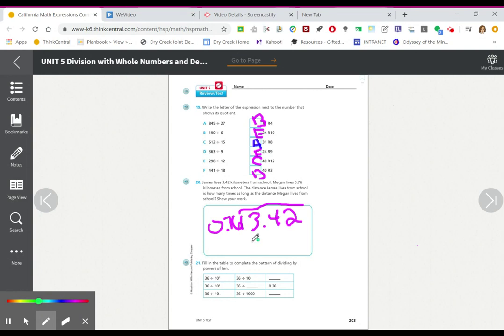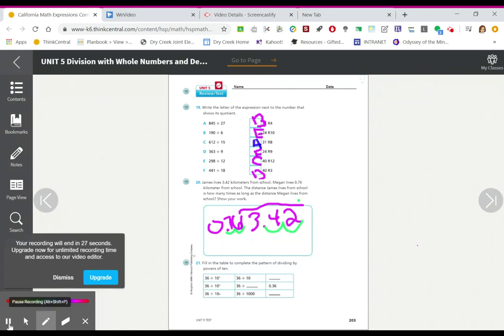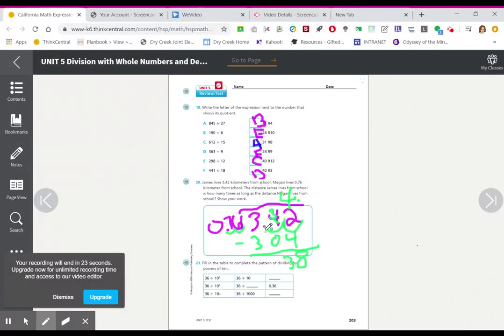Okay, so I wrote 3.42 divided by 0.76. First thing I have to do is multiply this by 100. I need 2 shifts. So I got to multiply this by 100 and make it 2 shifts and bring up my decimal. Then I'm going to see how many times 76 goes into it. It doesn't go into 3, doesn't go into 34, so it must be into 342. Okay, it goes in 4 times and it gives me 304.